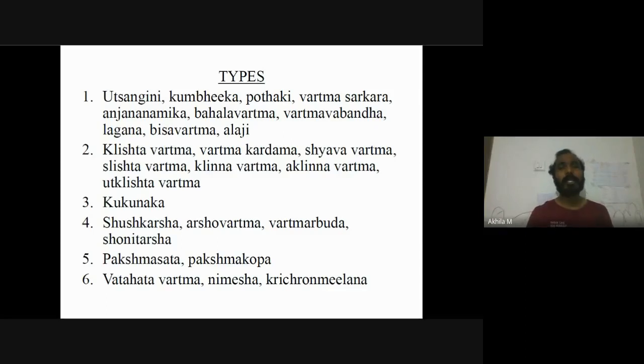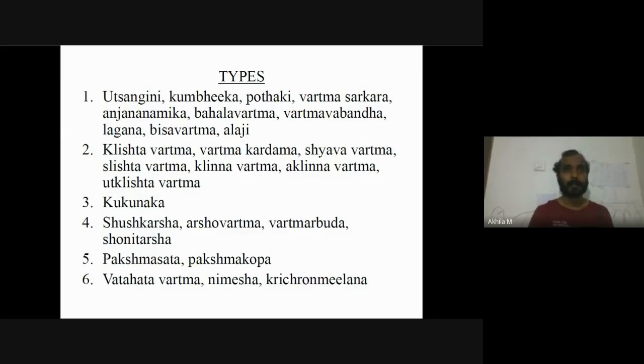Different types of inflammatory conditions are there. Different types of correlation can be done according to the condition. So like that also we can group together. Kukuna is another condition. That is also an inflammatory condition. And some diseases are related to some arsha formation: Shushka Arsha, Chonida Arsha, and Arsha Vartma, Vartma Arbuda. That condition can also be grouped together.